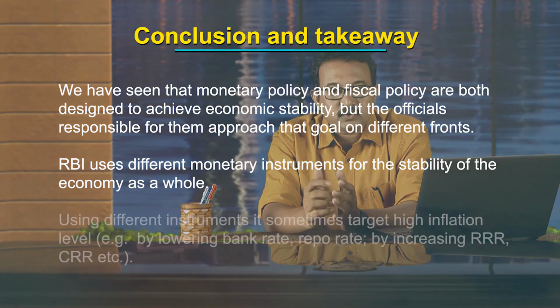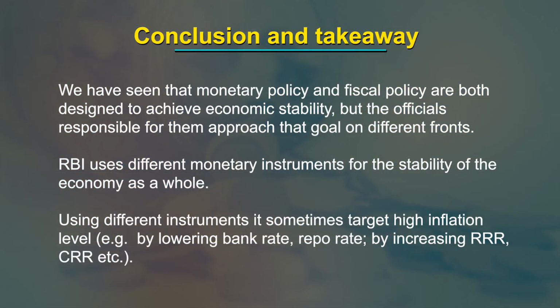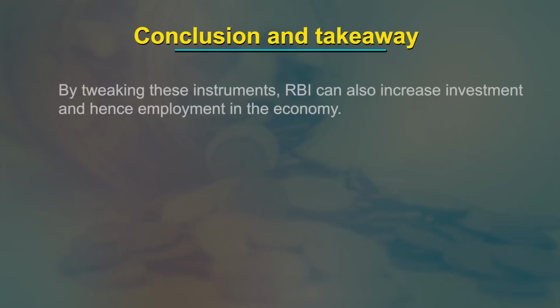RBI uses various monetary instruments for the stability of the economy as a whole. But I will come to one point at the end of these takeaways, which I intentionally overlooked because I know that this will create room for the next lecture. Just hold on for a moment. Using different instruments, sometimes it targets high inflation. As I mentioned, the RBI uses the reverse repo rate and cash reserve ratio along with the statutory liquidity ratio to control money supply. And by tweaking these instruments, RBI can also increase investment and hence employment in the economy.